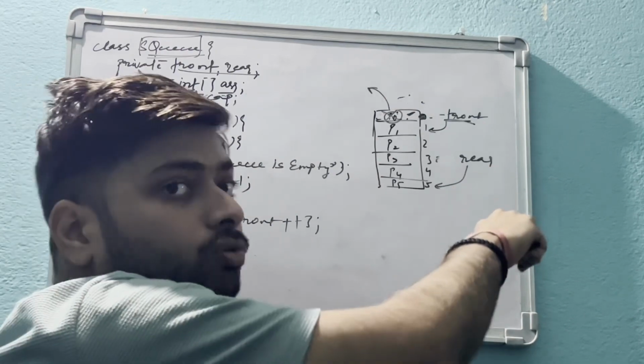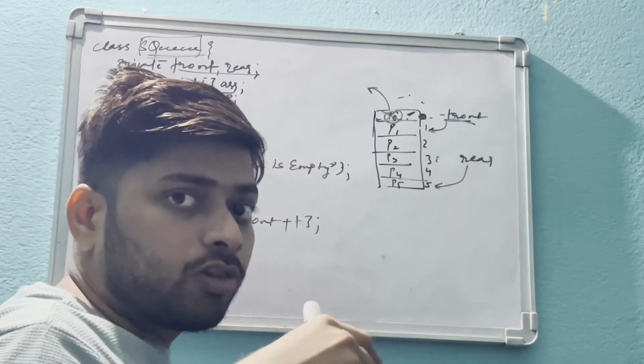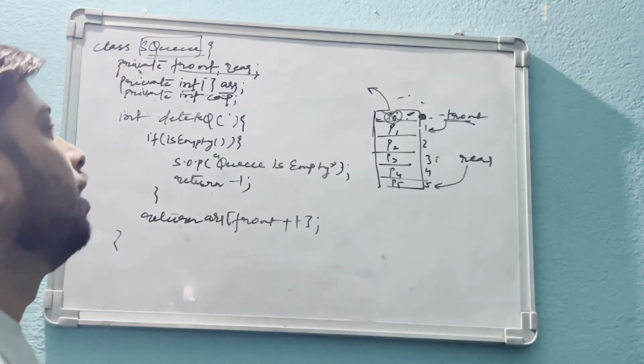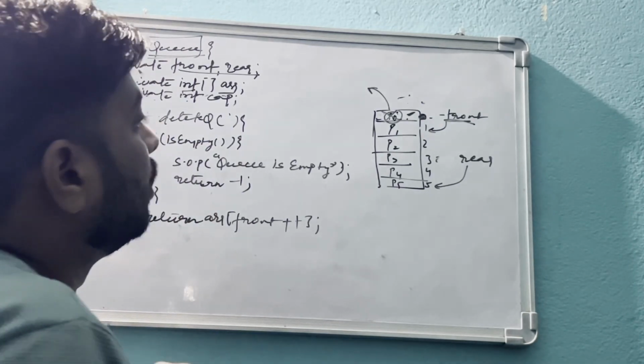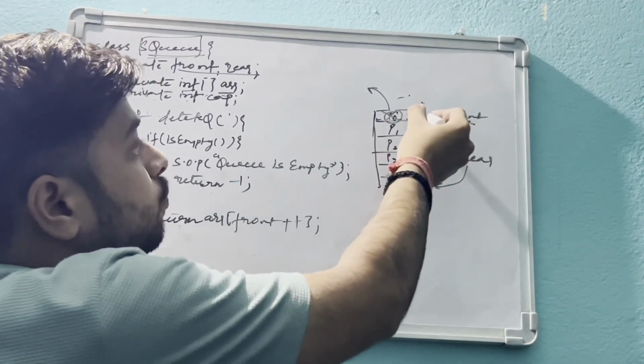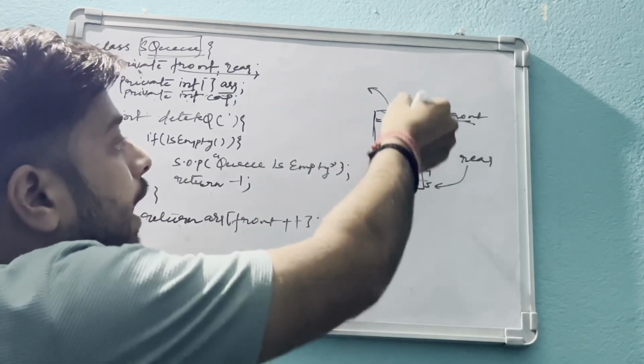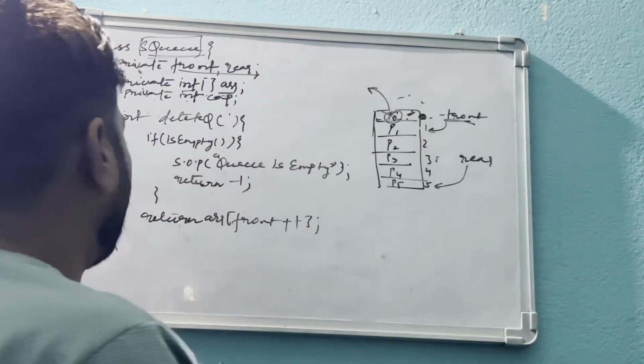To solve this issue, we have a concept of circular queue. We'll be studying it in another video of this playlist. For now, we'll go with the simple linear queue, and in a simple queue, this space would be wasted. The element would be deleted from the front of the queue, but that memory location would be wasted.